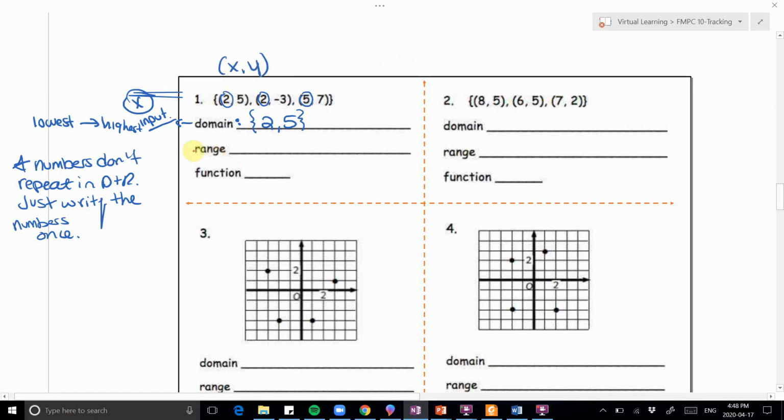Now for my range, that's my output, which are my y values. So those are going to be on the right. So we've got 1, 2, 3. And we're going to try to write these in smallest to biggest order. When we're dealing with points, it doesn't make the biggest difference, but it's a good habit to get into for when we get to lines, when it does matter. So for my range, this -3 is going to come first because that's the smallest number it can be part of. We have a 5 and we have a 7. And those are all of the possible numbers, so we can close off that set.